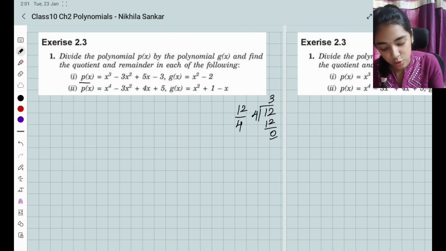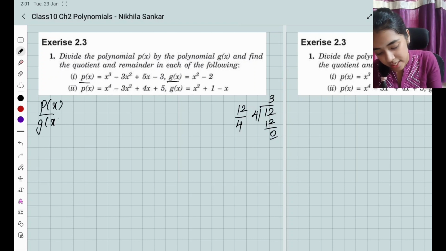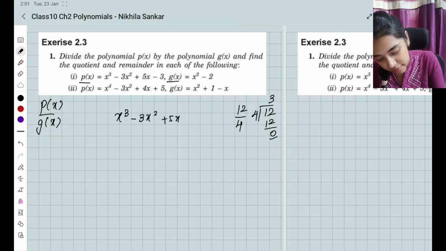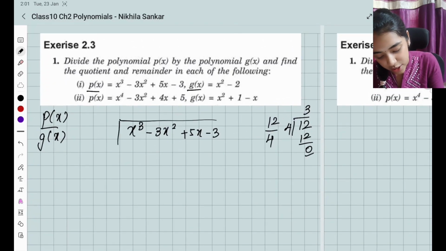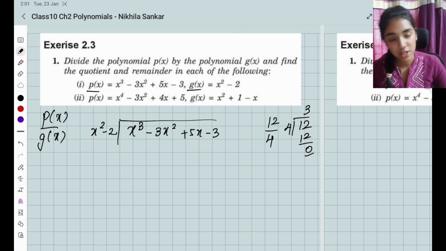Now p of x is given, g of x is given. So we are going to basically divide p of x by g of x. Let's see, x cube minus 3x square plus 5x minus 3. This is going to be the dividend. Now what is the divisor? You have x square minus 2.